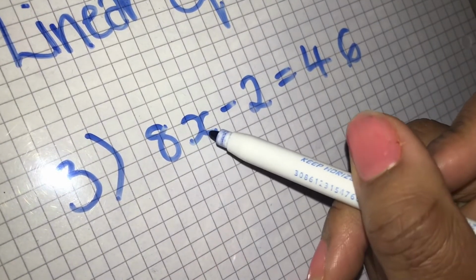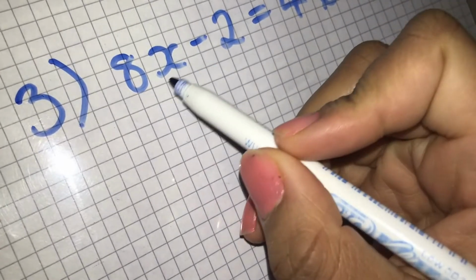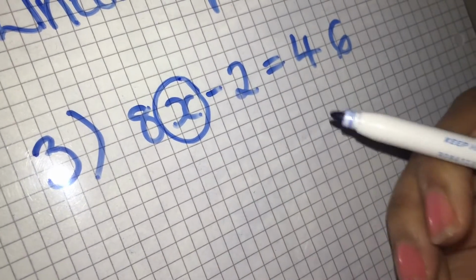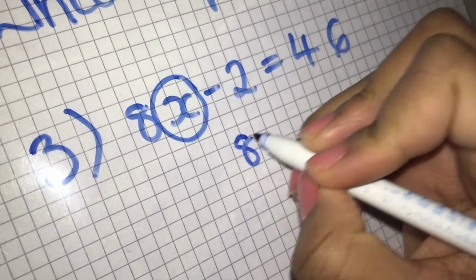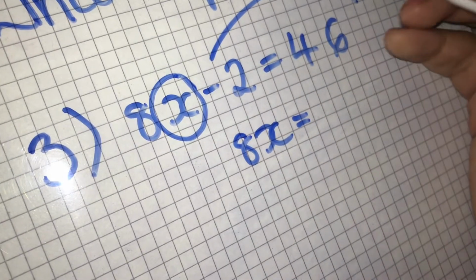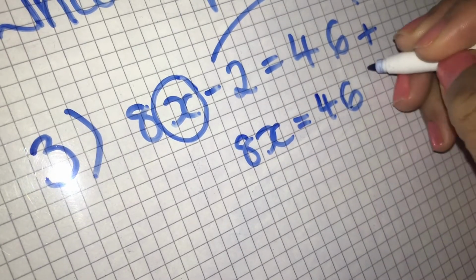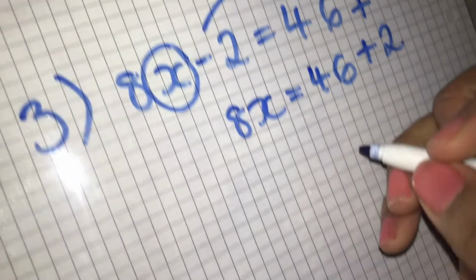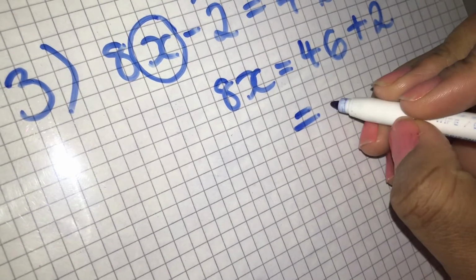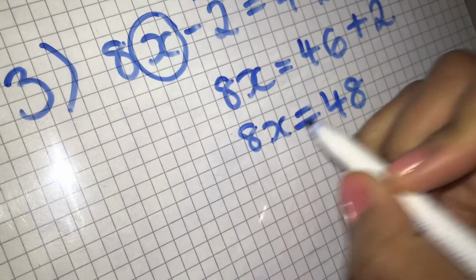So 8 times something minus 2 equals 46. So what we want to do is get the 8x on its own because we want to get this x at the end on its own. That's what we want to work out. So 8x equals, this minus 2 is going to move over. It's going to become a plus 2. So 46 plus 2. That's 48. And then 8x is going to be here.